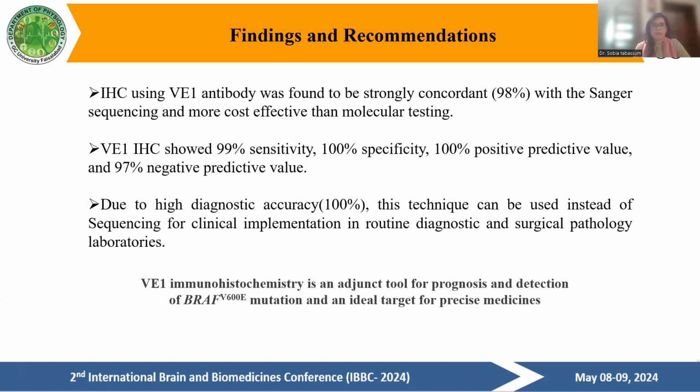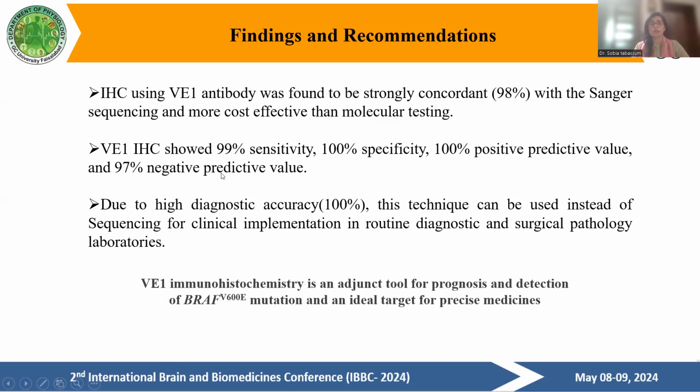And the overall conclusion, I can't say that we have recommended that immunohistochemistry is the best as compared to the Sanger sequencing, but we can just propose that this VE1 immunohistochemistry is an adjunct tool for the prognosis and detection of the BRAF mutation. And it could be an ideal target for precision medicine, and we can design the targeted therapy at the population level and also at the individual level.